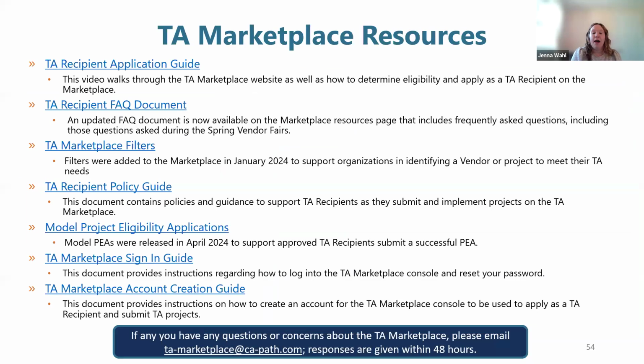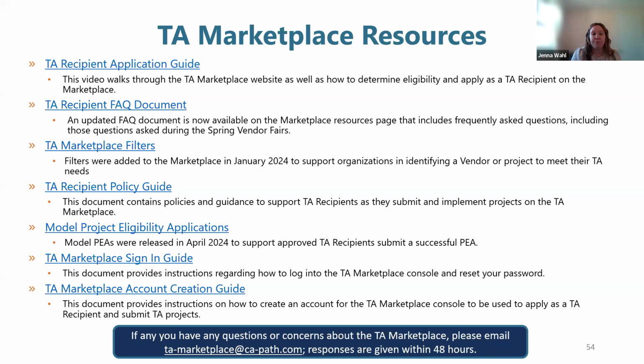Next slide, please. And then again, these slides will be shared with you all, but I wanted to highlight a couple of resources. One is the TA Recipient Application Guide. This video walks you through how to determine your eligibility and how to apply. We also have that TA Recipient Policy Guide that was referenced throughout today's presentation, as well as model project eligibility applications that will support you as part of building that application to be submitted to our team. And then lastly, for sign-in and account creation guides about how to sign in, create an account for the TA Marketplace for you to successfully submit those applications.